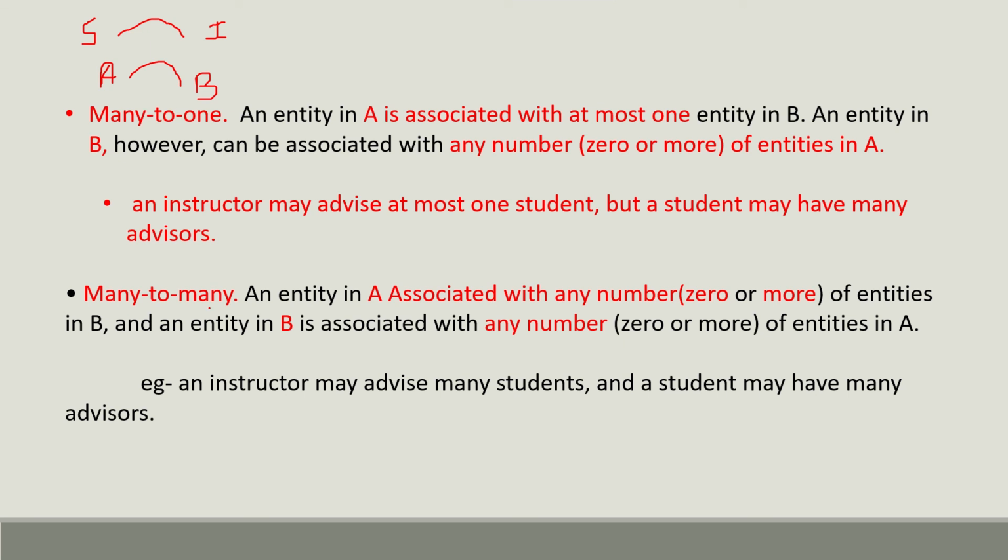And the next one is many to many. Many to many means on both sides many. If you take any one entity of A, it is associated with one or more entities in B. If you take any one entity in B, the other side is also many. It may be associated with 0 or more entities in A. So always remember, many means 0 or more, 1 means at most 1.